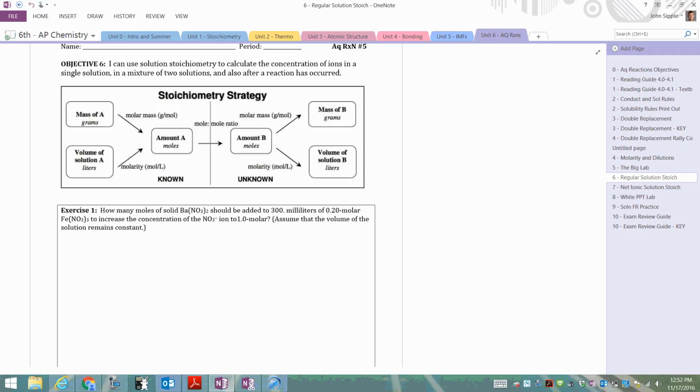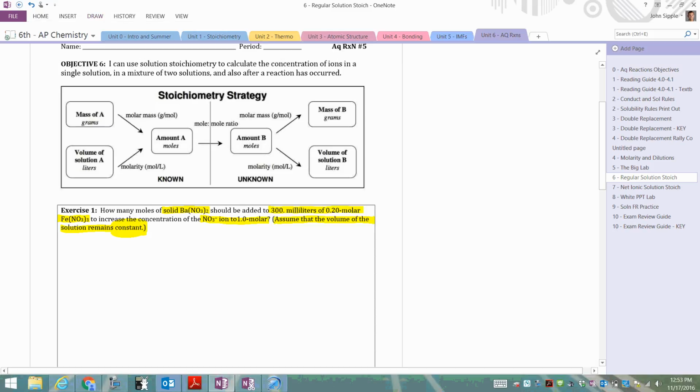A couple things are important about this question. We're putting solid barium nitrate into this solution of iron nitrate, and ultimately, we want to get to a nitrate ion concentration of 1 molar. And a real important part is we're assuming that the volume of the solution remains constant. That's really important.